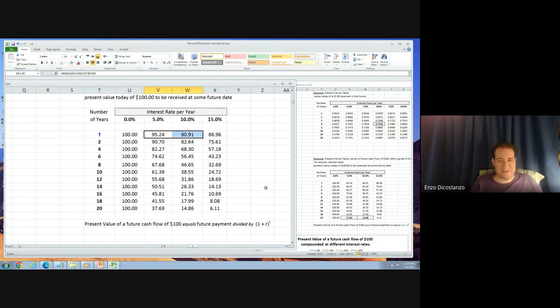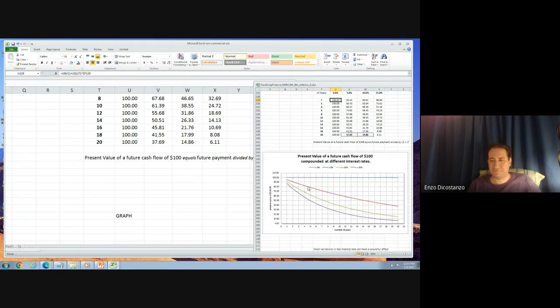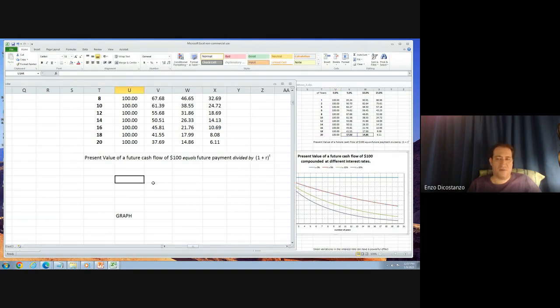These are a little more realistic. Let's say 5%. So again, you want to double your money. Come with $55, and in 12 years you'll have 100. Right? That's what that means. So these are the present values today to get to $100. That's what this means. So the present value of the future cash flow of 100 equals future payment divided by 1 plus R to the T power. Okay. And I think that's what we did, yeah. And you saw this in the PowerPoints.